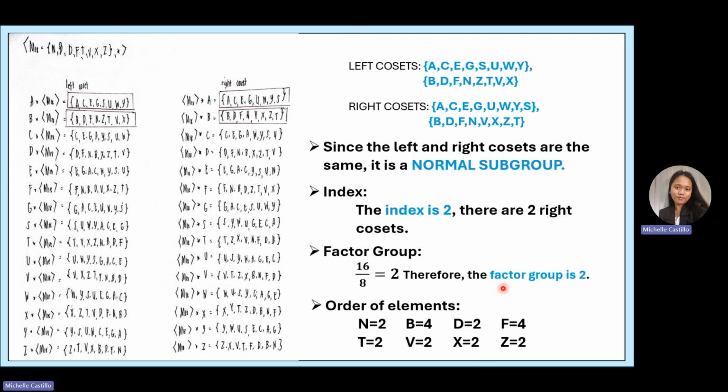Then the order of the elements N, T, V, X, D, and Z is equal to 2, since these elements need to be operated with themselves twice in order to get the identity element. Since N star N is equal to N, T star T is equal to N, V star V is equal to N, D star D is equal to N, Z star Z is equal to N. While B and F need to be operated with themselves 4 times in order to get the identity element, which is N.